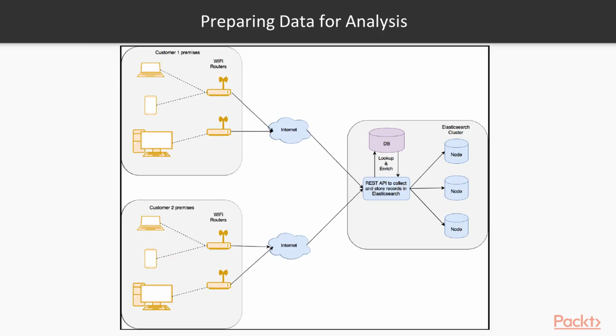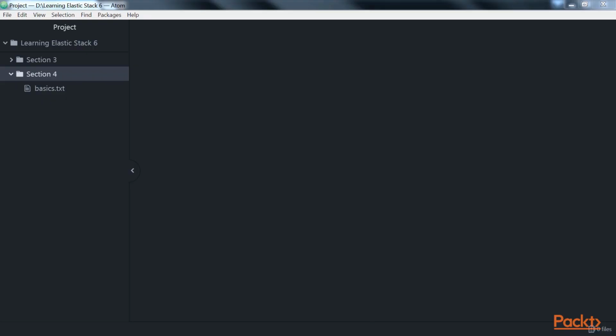Now we will look at preparing data for analysis. We will consider an example of network traffic data generated from Wi-Fi routers. First, we will understand the structure of data. The diagram here depicts the design of the system to help you gain a better understanding of the problem and the structure of data collected. The enriched records are stored in Elasticsearch in a flat data structure. Let's look at what one record looks like.